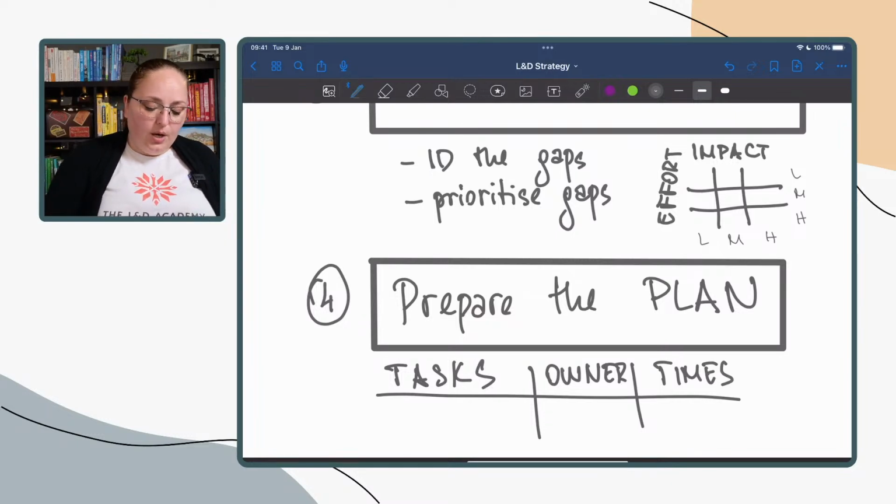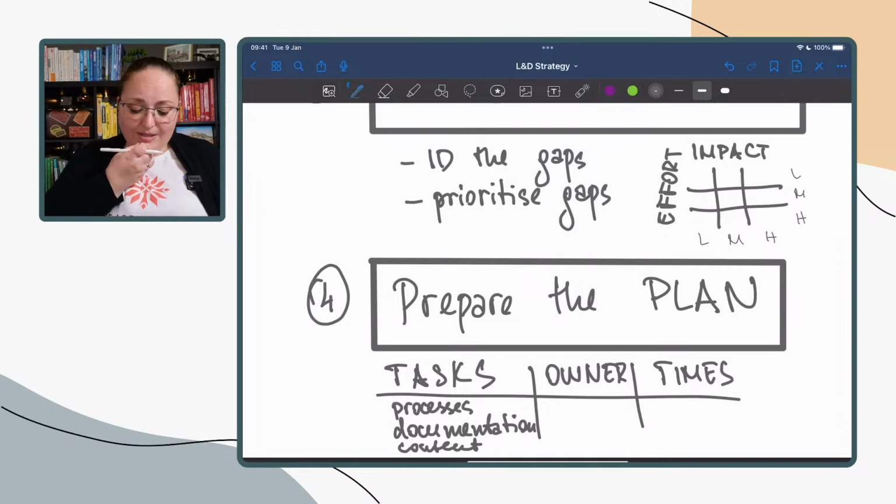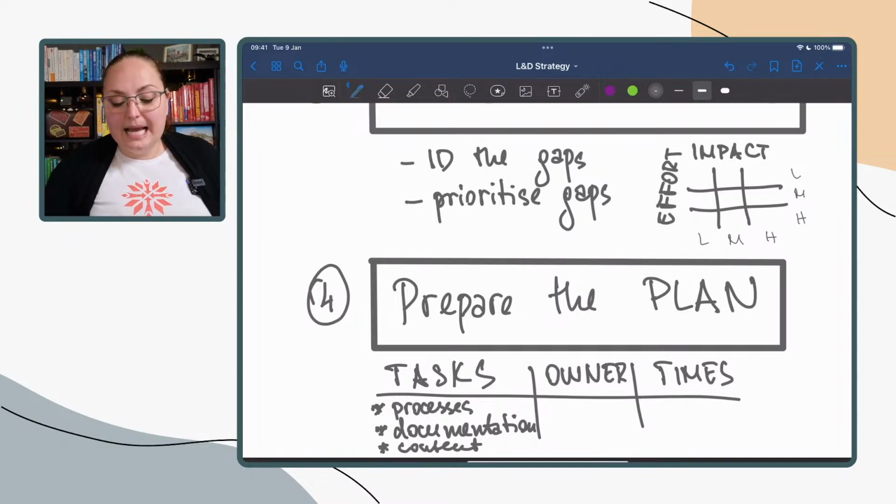You want to consider what sort of processes will be affected. Maybe how people request training will need to change because that doesn't work. And then you want to talk about documentation that either needs to be changed or needs to be created. And of course, content. Sorry, that was terribly written, but hopefully you understand that that's content. So these are the three things that you would need to consider in this particular case.